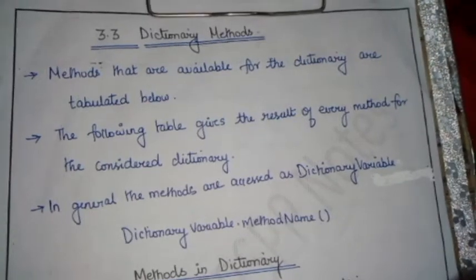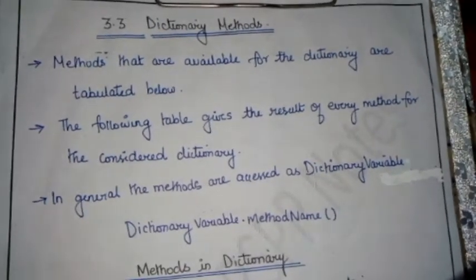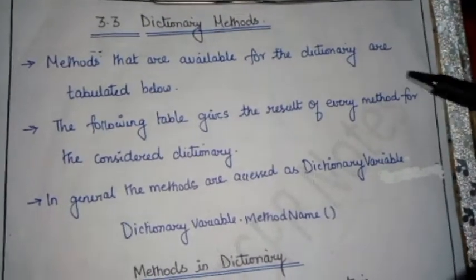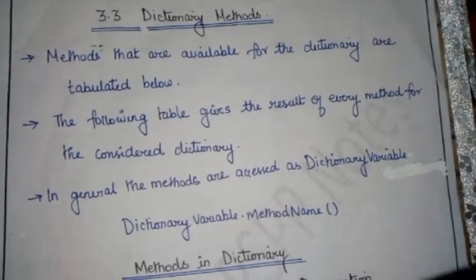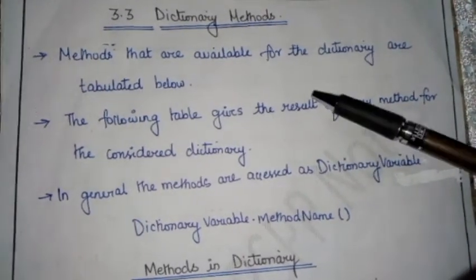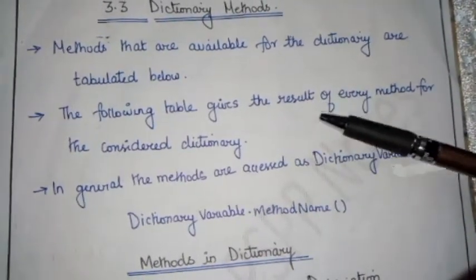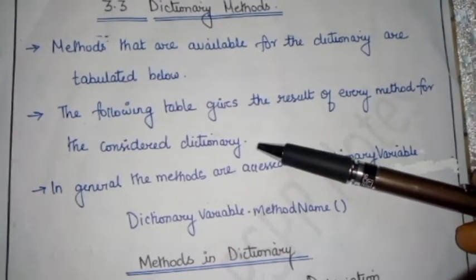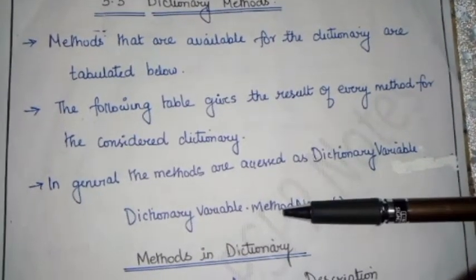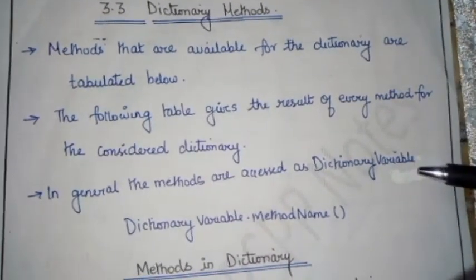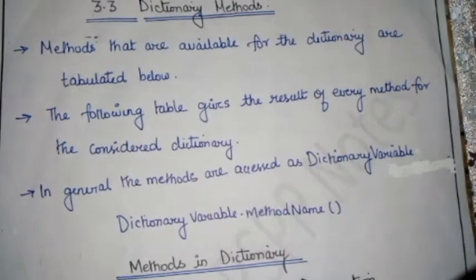In this video, we're going to see the dictionary methods. The methods that are available for the dictionary are tabulated below. I've given various methods that are available for the dictionary. The following table gives the result of every method for the considered dictionary. In general, the methods are accessed using the dictionary variable.